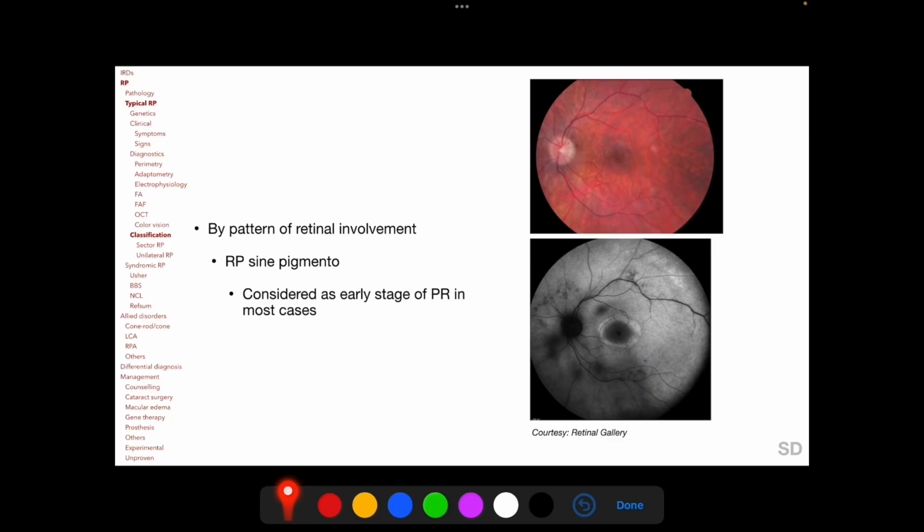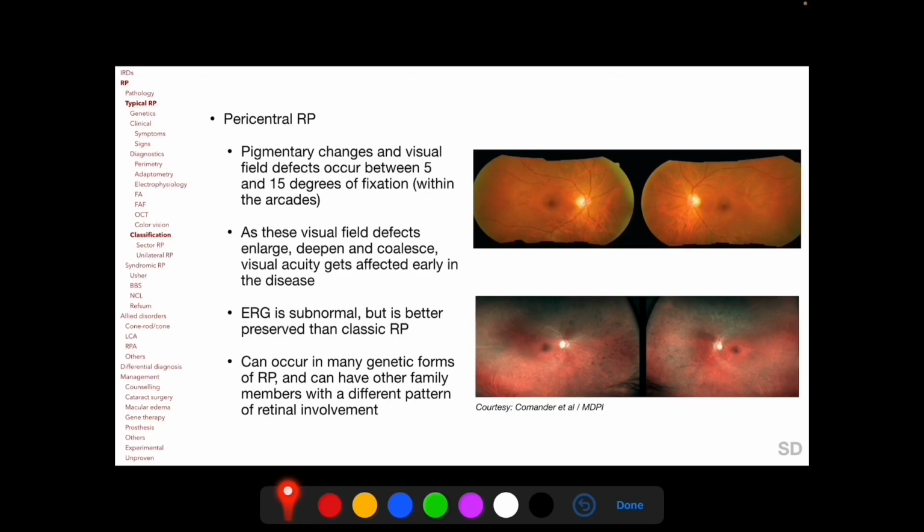And on the basis of the pattern of retinal involvement, in addition to the classic presentation of retinitis pigmentosa, we may have retinitis pigmentosa sine pigmento, which we have discussed earlier in this session, pericentral retinitis pigmentosa and sector retinitis pigmentosa. In pericentral retinitis pigmentosa, pigmentary changes and visual field defects occur between 5 and 15 degrees of fixation, that is, pigmentary changes are found within the arcades.